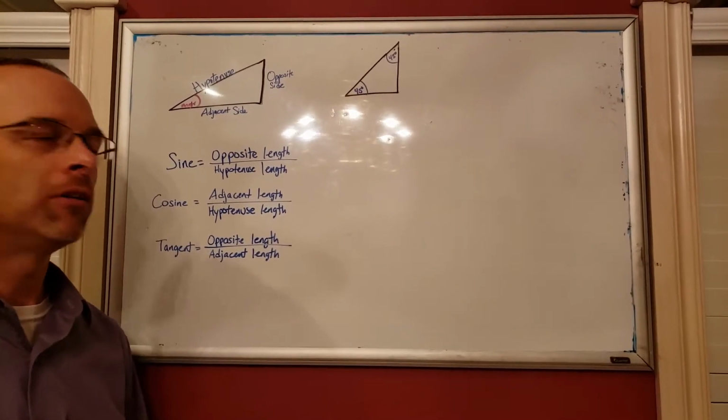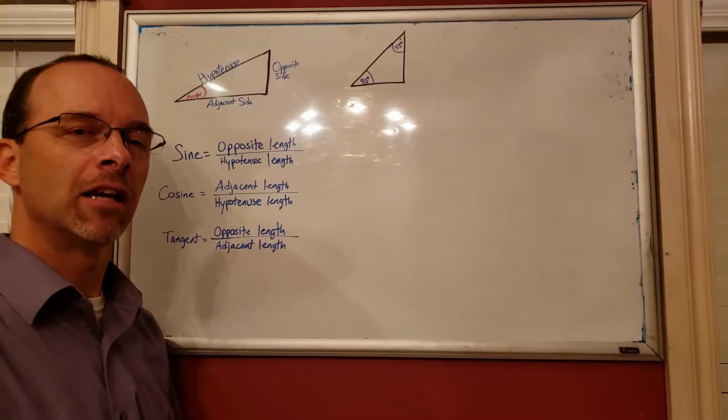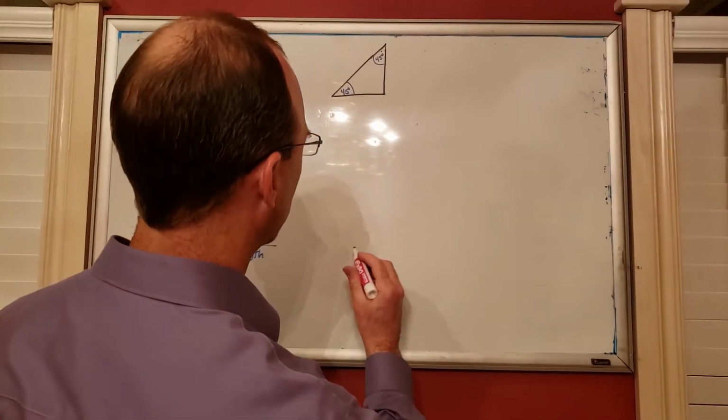The next question I'm asked is, what's a practical application of this? Why would anybody ever need to know this? Well, here's an example. Let's say you're driving down the road and there's a sign that says 5-degree incline for the next mile. Well, what does that look like?